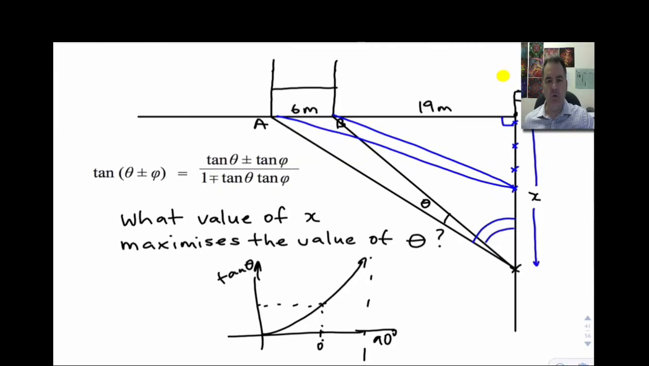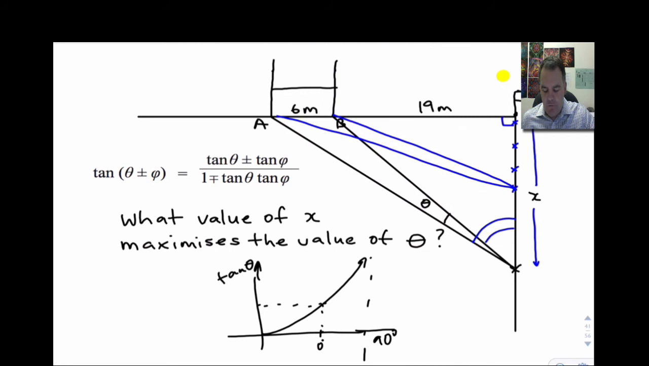Okay, this is the challenge question for this video. Bit of an application of trigonometric derivatives. Here we've got a rugby field. We've got the posts that are 6 metres apart. The right-hand post here is 19 metres from the corner flag. This is a kind of a calculus applications question.